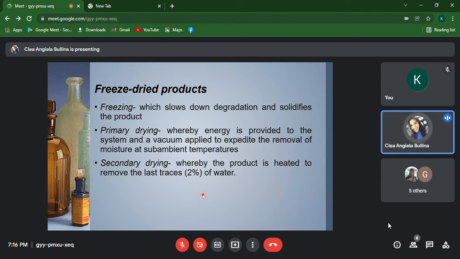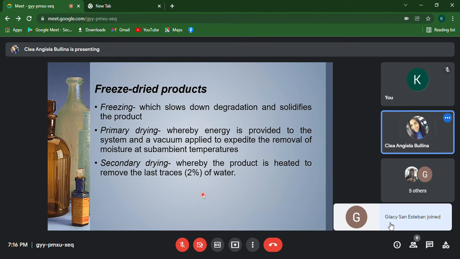Okay, so ganyan yan. First is we have freezing, and then primary drying, and then secondary drying. Okay, so these are the 3 stages of lyophilization or freeze drying. There are a number of characteristics of the formulation that control the behavior of the product during the lyophilization cycle.